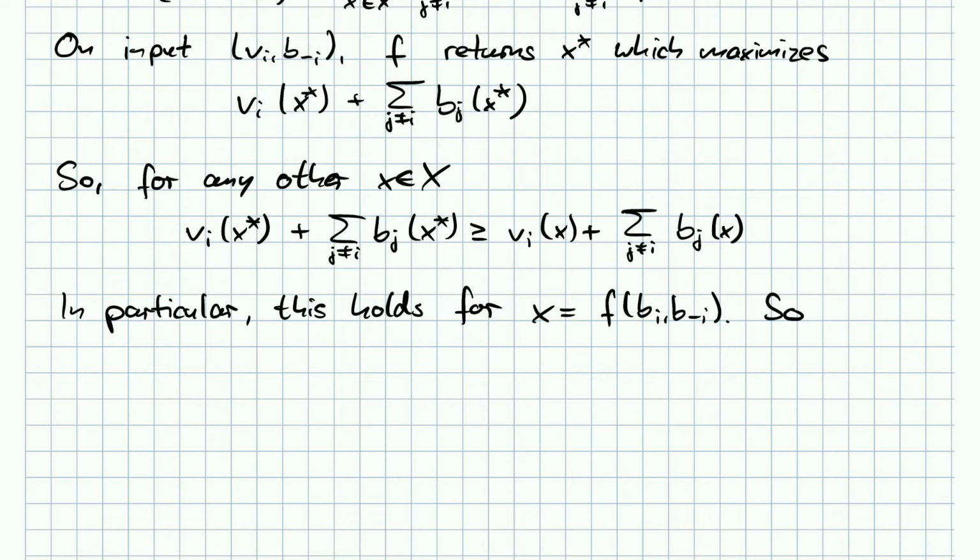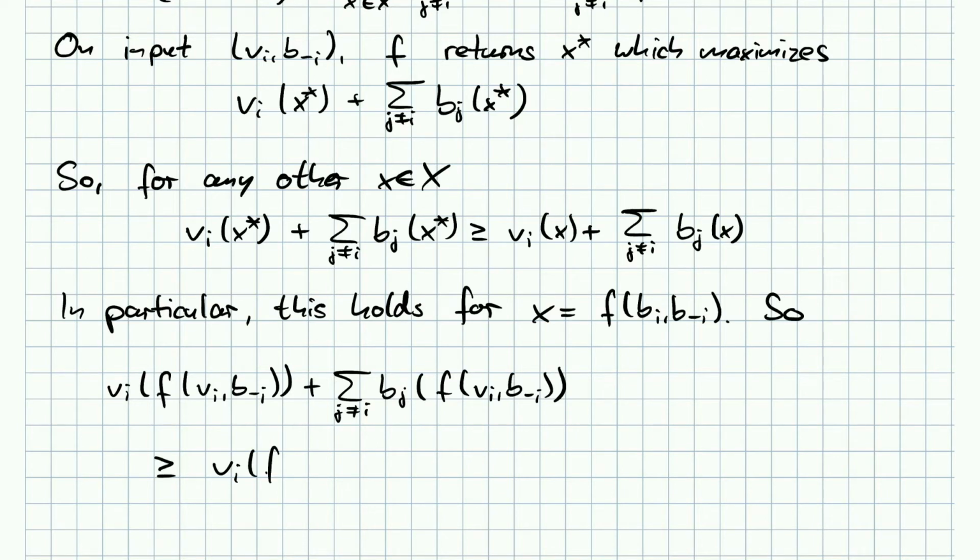So if we now write this out, we'll see here that vi of f of vi comma b minus i plus the sum of all j which are not equal to i, bj of f of vi comma b minus i, will be at least vi of f of bi comma b minus i plus the sum of all j which are not equal to i, bj of f of bi comma b minus i.